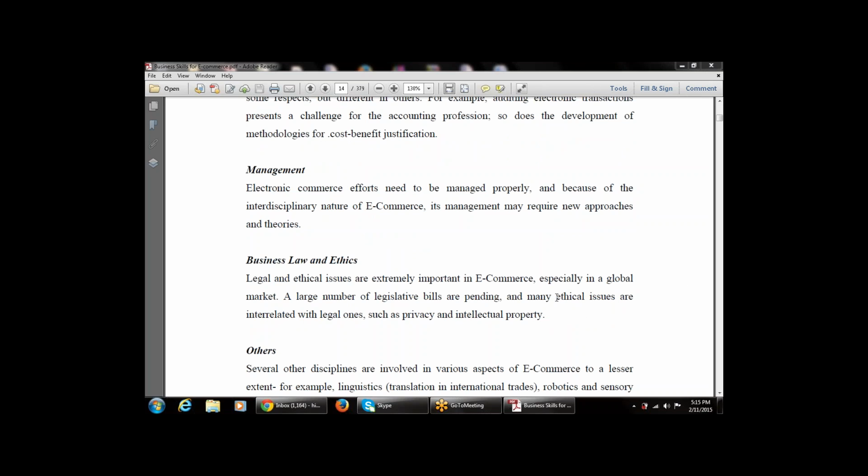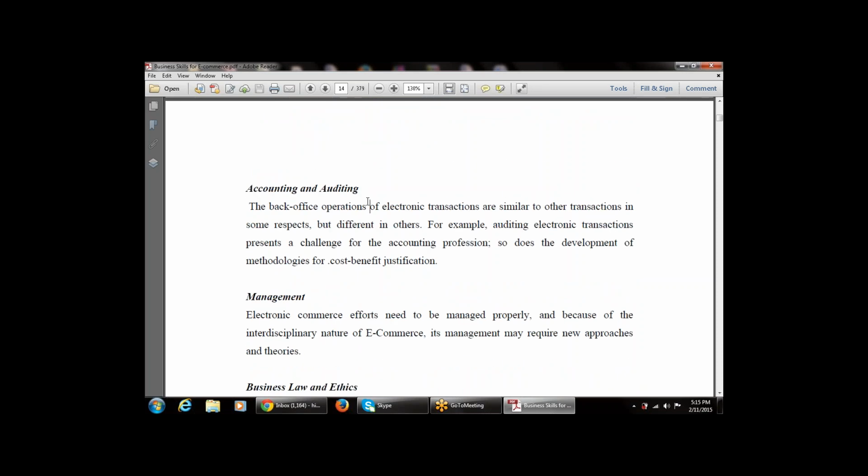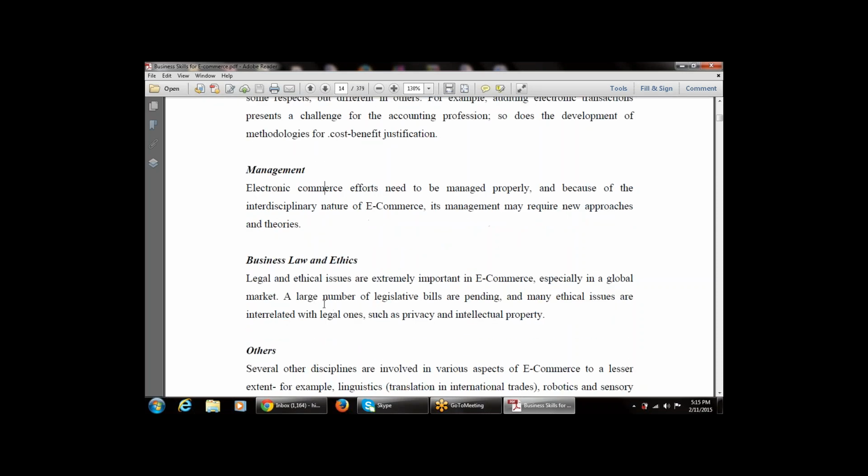Coming back from the break, let's start the session again. Till now we have discussed various natures of e-commerce, that is, what is the usage of e-commerce in various disciplines, or how e-commerce helps in various fields. In the same way, there are multiple natures of e-commerce. For example, we have discussed accounting and auditing.